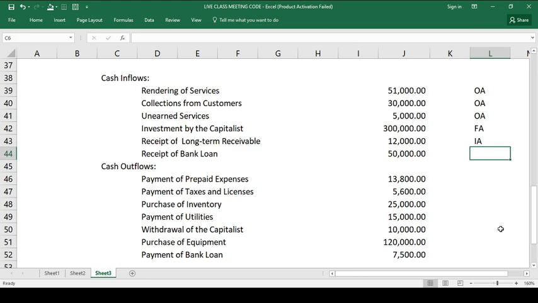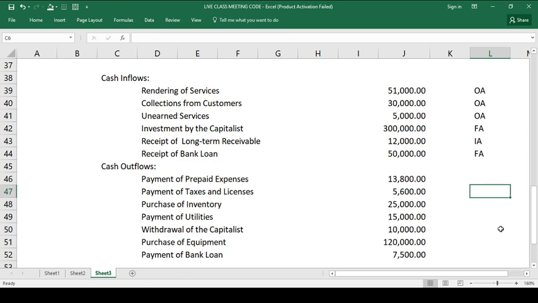Receipt of a bank loan. You borrowed from the bank. Assuming that this is a bank loan, a bank loan has a long period of payment. So, this is a non-current liability. This is a cash transaction that will affect the financing activity. Okay, how about for the cash outflows?